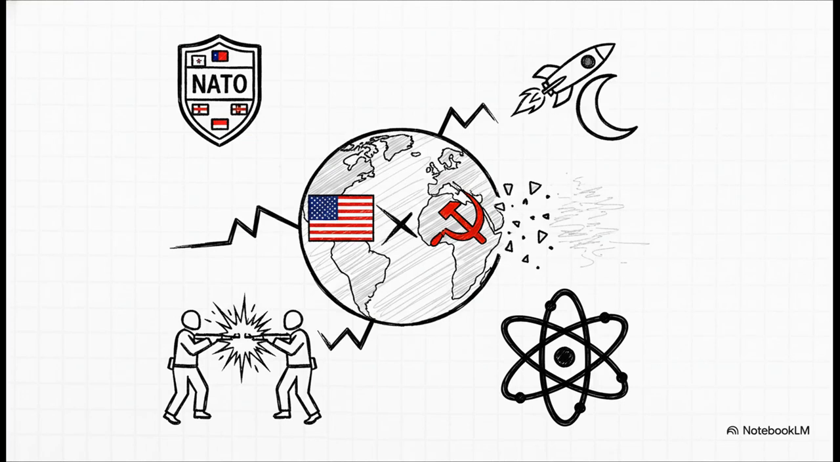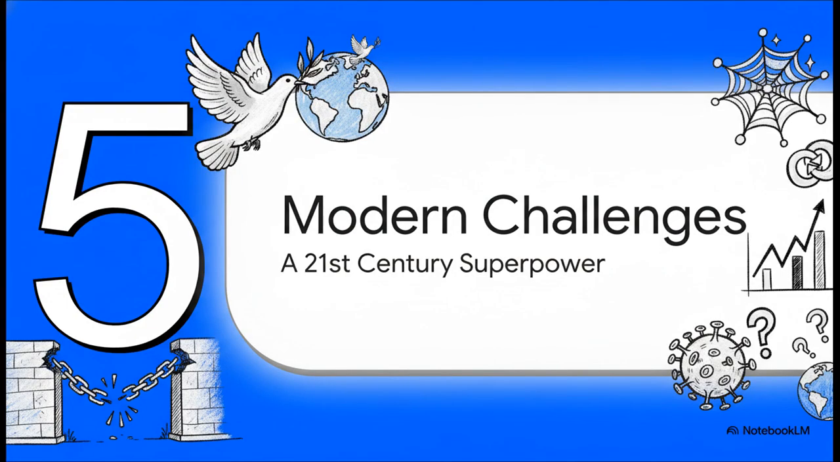And this conflict was fought in all these different ways. There were military alliances like NATO, technological rivalries like the space race to the moon, and tragic, real wars, proxy wars, in places like Korea and Vietnam. Then, in 1991, the Soviet Union finally collapsed. The struggle was over. And just like that, the United States was left standing alone as the world's undisputed sole superpower. The end of the Cold War seemed to promise a new era of peace and stability.